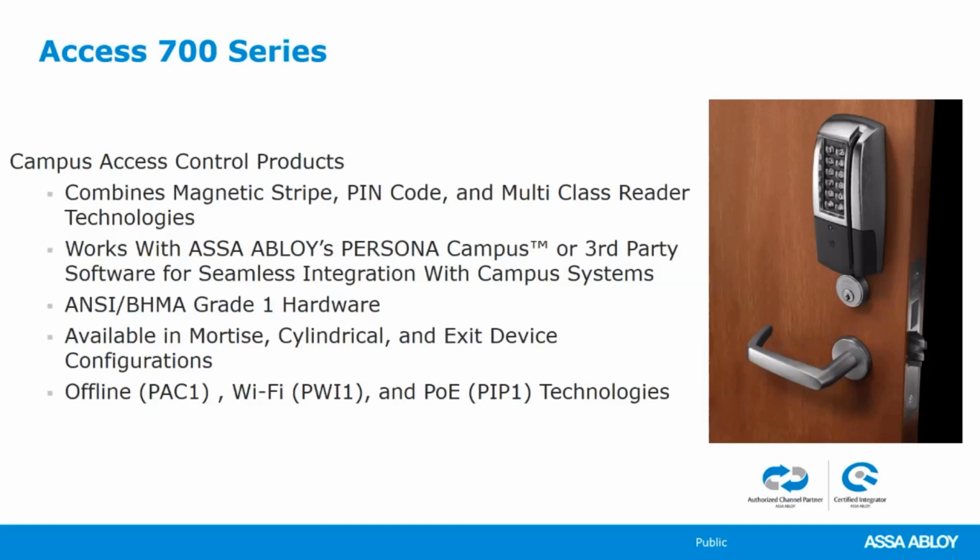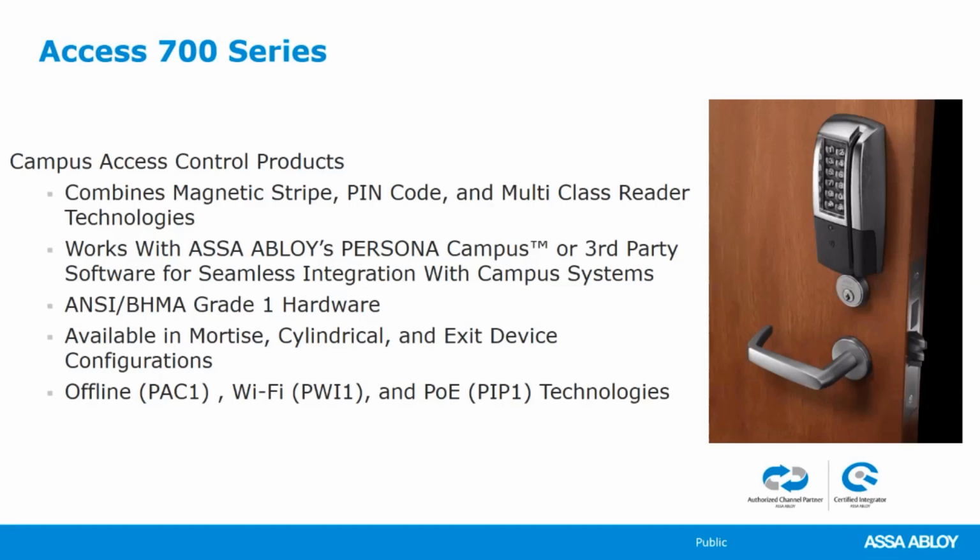This is a campus type lock, the Access 700. We can do it in an offline version, a Wi-Fi version, and a power over Ethernet version for cylindrical, Mortise, and exit device type products. And how this works is the college campuses have their own access control that does a lot of their systems work. We can integrate with that. Some of them have actually written code to our lock. Others, we have our ASSA ABLOY Persona Campus software that we can integrate into the campus systems as well. So this lock is designed for that campus environment only. Obviously requires authorized channel partner as well as certified integrator partners as well.